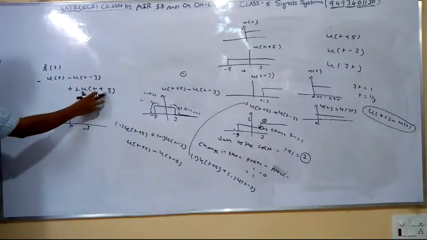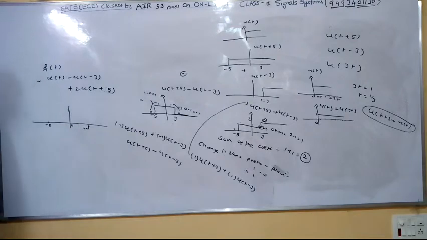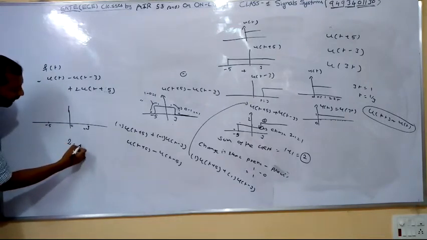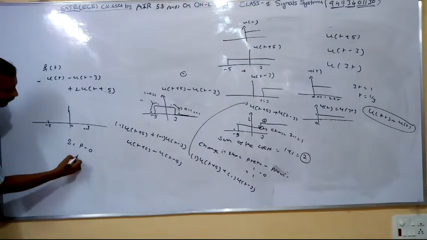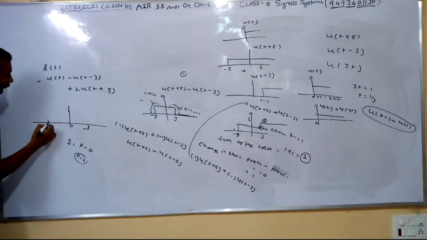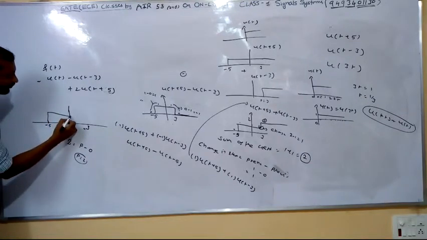Now the coefficient of this u of t plus 5 is equal to 2. That is nothing but the change in step is equal to 2, which is equal to the present value minus the previous value, and you always consider the previous value as 0, minus 0. So the present value is equal to 2. So at minus 5, the present step should be 2 up to what value? Up to the next instant, t equal to 0.